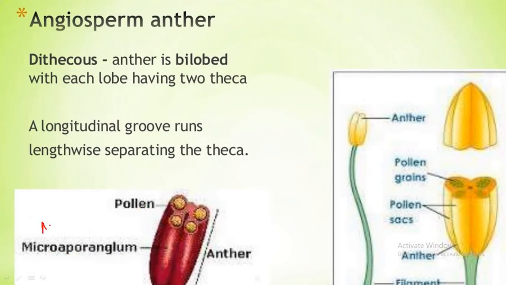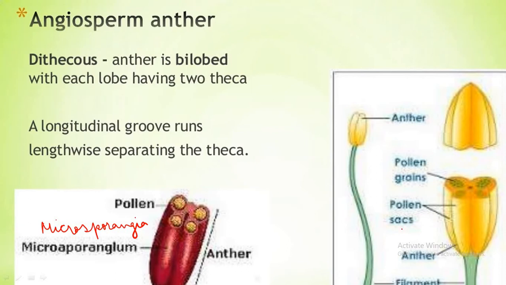Okay, plural is microsporangia. Microsporangia are located at the corners, two in each lobe, right? This is one lobe, so one microsporangium, second microsporangium. So in each lobe there are two microsporangia, and later these microsporangia develop and become the pollen sac.